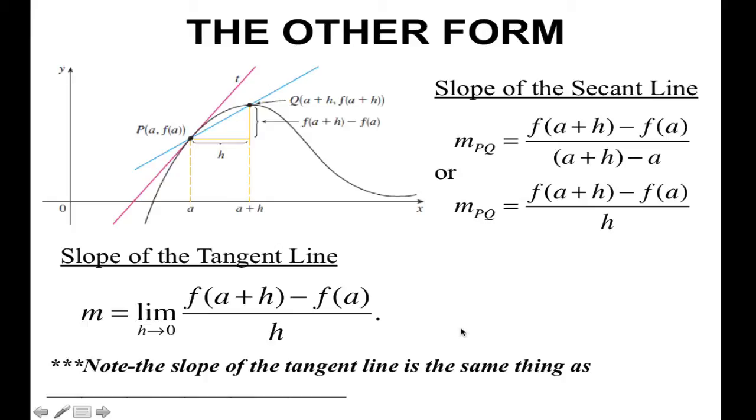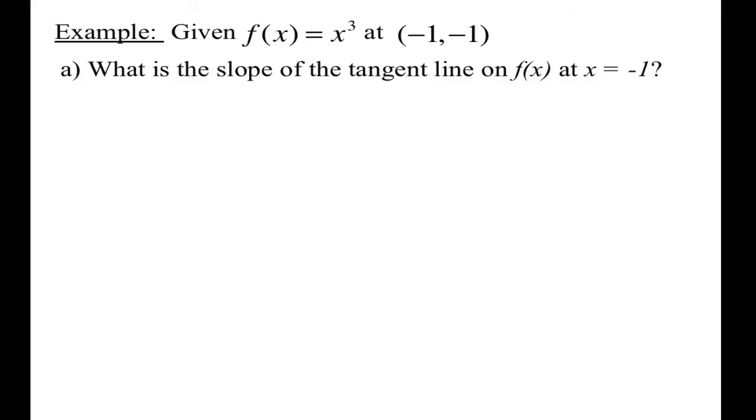Note that the slope of the tangent line is the same thing as instantaneous velocity. So that's a big deal. Slope of the tangent line, same thing as velocity at a specific moment in time. So, an example. If we have our function, f of x equals x cubed, at -1, -1, we want to know the slope of the tangent line on this function at specifically x equals -1.